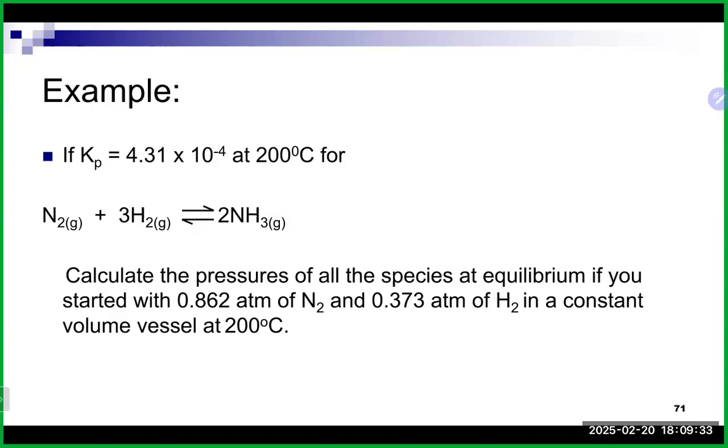Even if they give it to you in millimeters of mercury and they want the answer in millimeters of mercury, it should go into atmospheres before it goes into the ice table. So we'll do it the same way here. We'll write our Kp expression, which is the same really as our Kc, except we're using pressures.